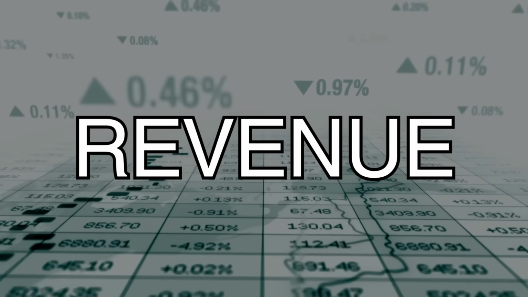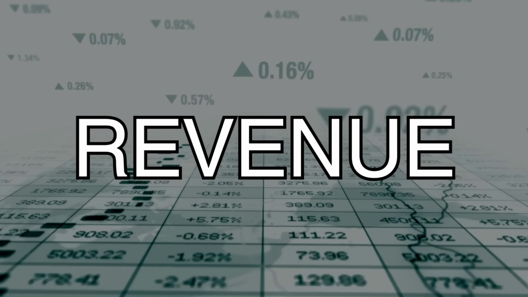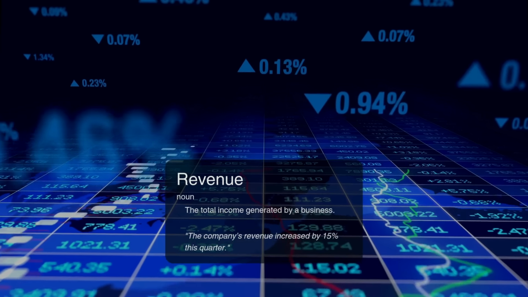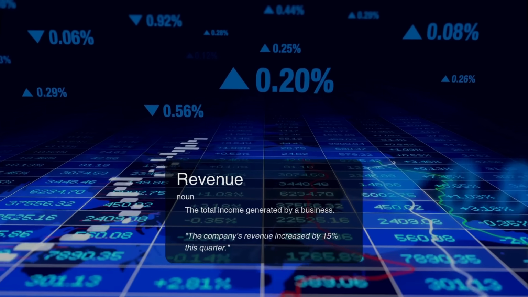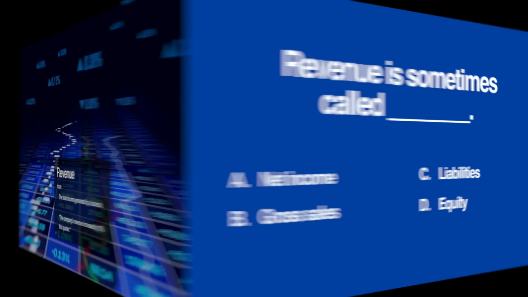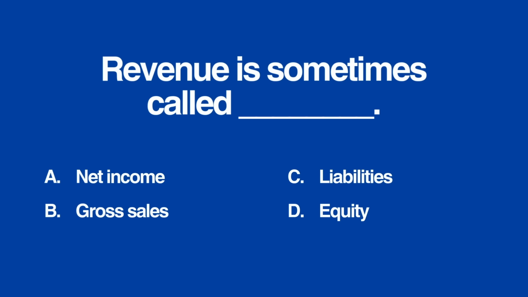Let's move on to revenue. Revenue. Revenue is the total income generated by a business. The company's revenue increased by 15% this quarter. Revenue is sometimes called A. Net income, B. Gross sales, C. Liabilities, or D. Equity. The answer is B. Gross sales. This refers also to the total income before expenses.